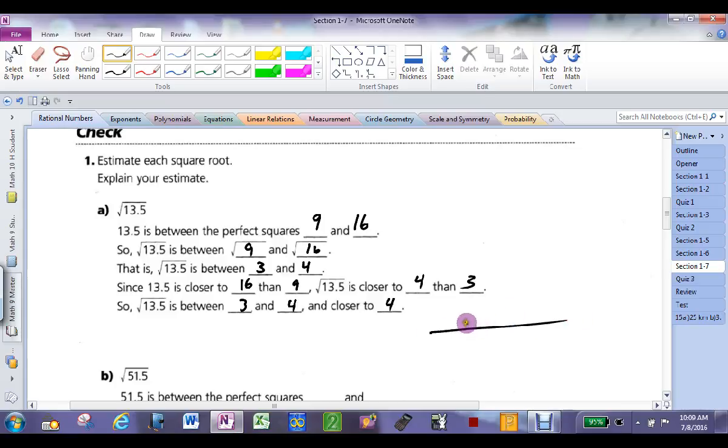Now, what would you guess it to be? Let's go one step further. There's 9. There's 16. Halfway between them is 12.5. Is 13.5 a long way past that? No, just a little bit past that. So I would say you'd be looking at maybe 3 point what? 0.5 would be halfway. I'd say 3.6 to 3.7. Picking up what I'm putting down?